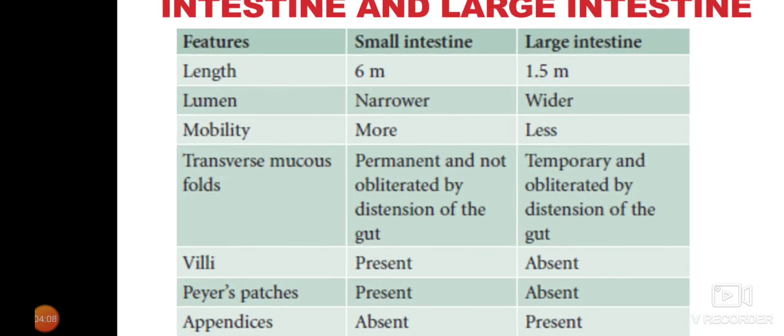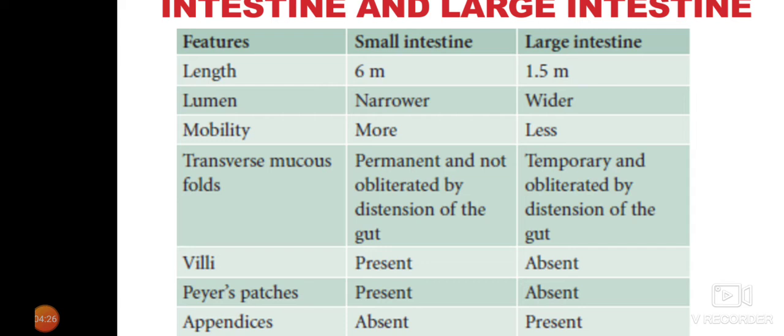Length: considering the small intestine, the length is 6 meters, but the large intestine is 1.5 meters. Lumen: the small intestine has a narrow lumen. Lumen means the cavity. The cavity of the small intestine is small, but that of the large intestine is wider.